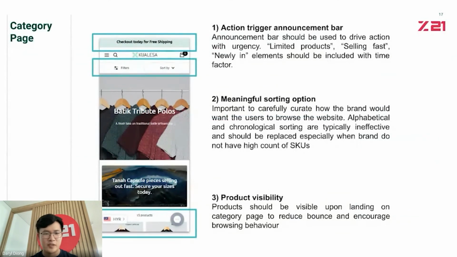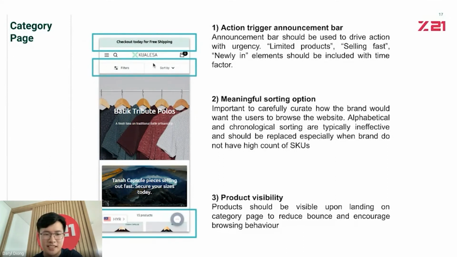Moving on, we will be talking about the category page again. So especially for fashion, right? The category page is just so important. First of all, I'll talk about the action trigger announcement bar. So up here, it says check out today for free shipping. Maybe you want to have something that is more intentional to drive action. Like for example, if you say limited product, selling fast, newly in. So in short, you can run CRO tests to determine what is the best text to fit up here.